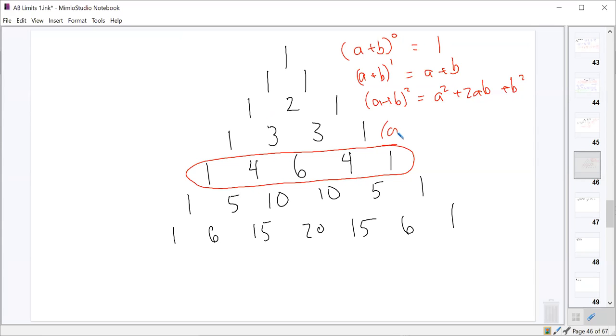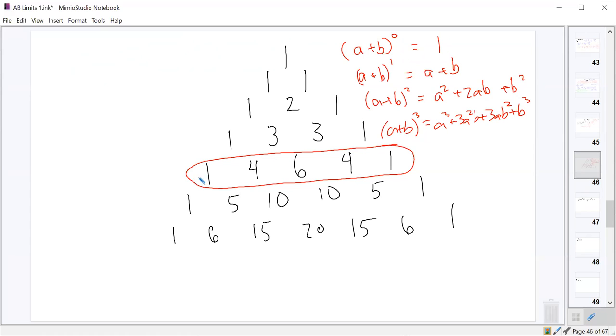You should know a plus b cubed, one would hope: a cubed plus 3a squared b plus 3ab squared plus b cubed, 1, 3, 3, 1. Well, each row in Pascal's triangle is the expansion of a binomial to that power.